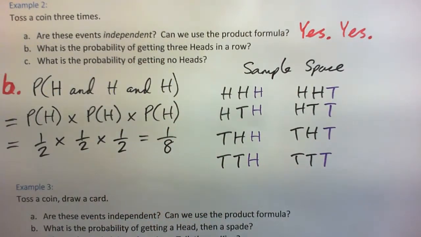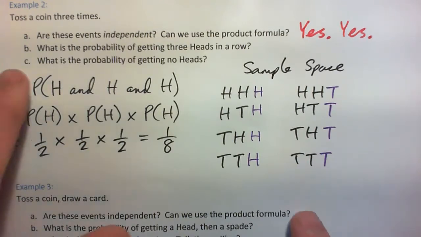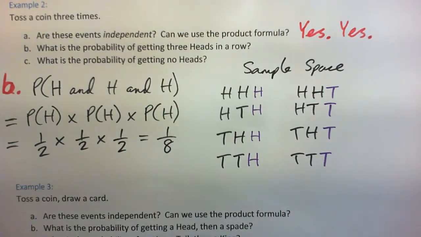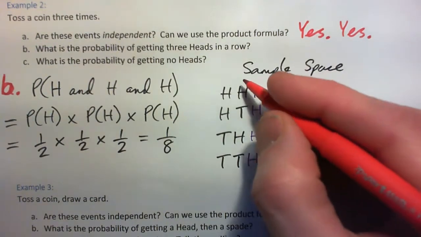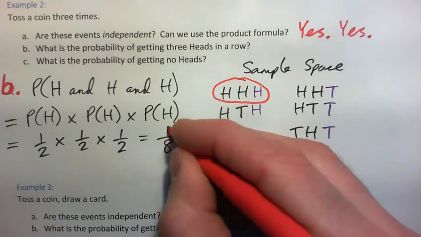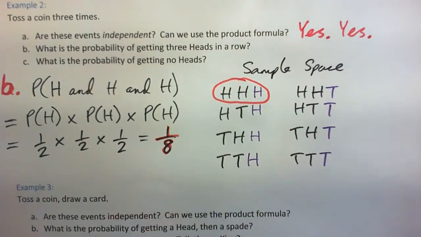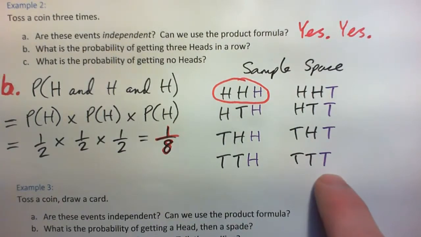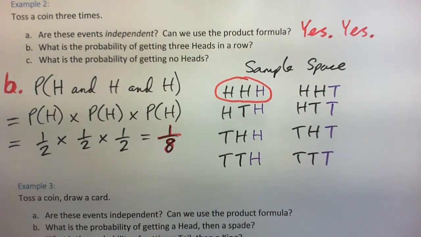We've gone over it before. And out of this, we ask, what's the probability of getting three heads in a row? Three heads in a row? There it is. There's our three heads in a row. And that's one out of eight. And see how our product formula matches up with our sample space method that we looked at before. Okay? So now do part C by yourself.